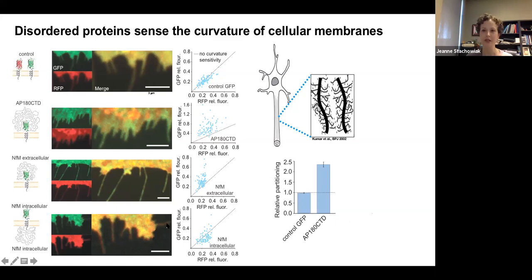So it seems that even in the complex environment of the native plasma membrane, these disordered proteins can express a curvature preference.